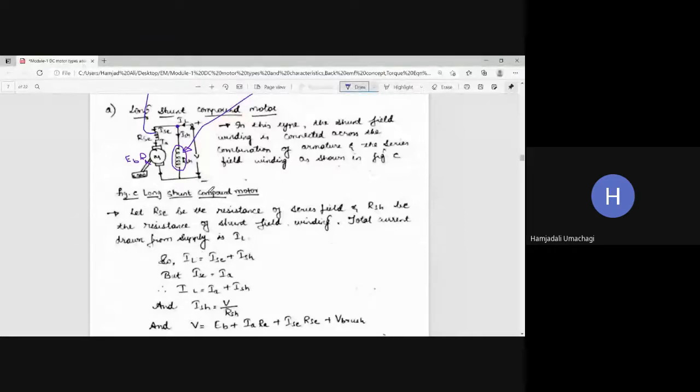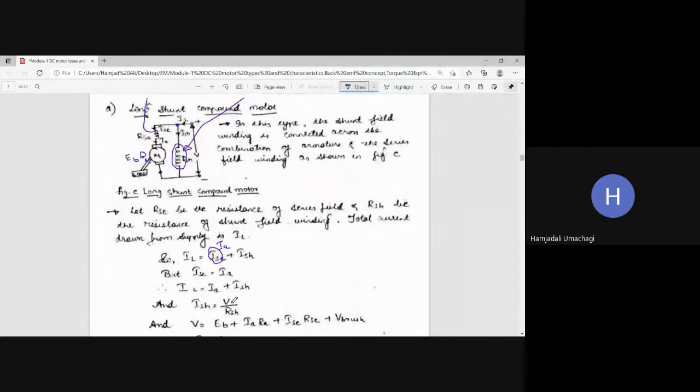Similarly, from here it can be seen like a DC series motor. So ISC is equal to IA because both are flowing in the same direction. Since ISC is equal to IA, from the first equation I can replace ISC by IA. So I can write IL is equal to IA plus ISH. Then what is the ISH value? It is the current flowing through the shunt field winding. ISH is equal to V by RSH.